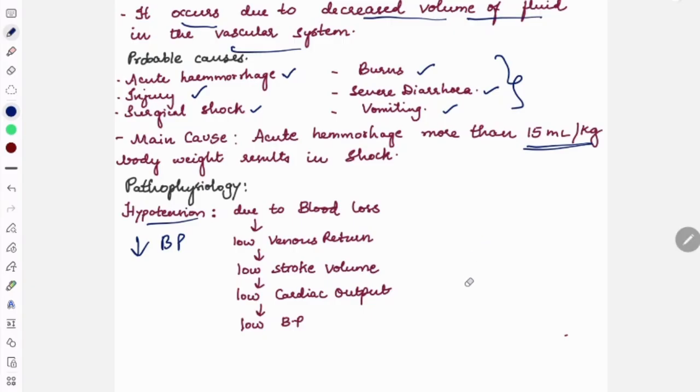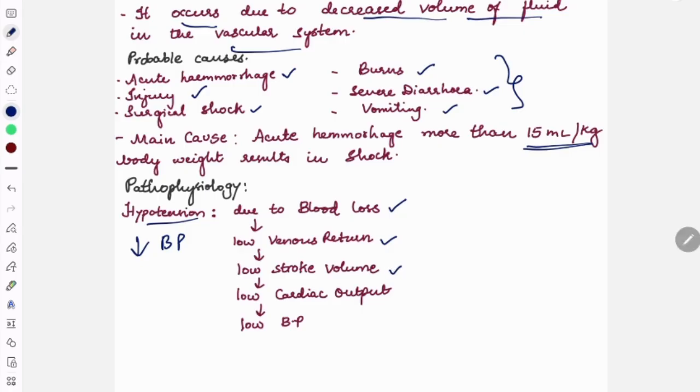So what is the cause of the low BP? They'll ask you in the exam to explain the causes of the clinical features. Why does low BP occur? Due to low blood in the body because of blood loss. Increased blood loss will lead to low venous return. If there is low blood, then the blood returning to the heart will also be less, and that will lead to low stroke volume.